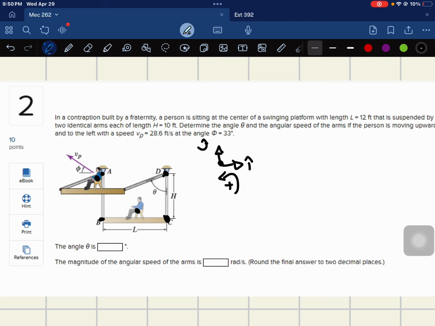Because it's pure translating, we know they're moving in sync. The bar, the person, the linkage are all moving in sync. So we could say VB is the same thing as VP, VN, VC.